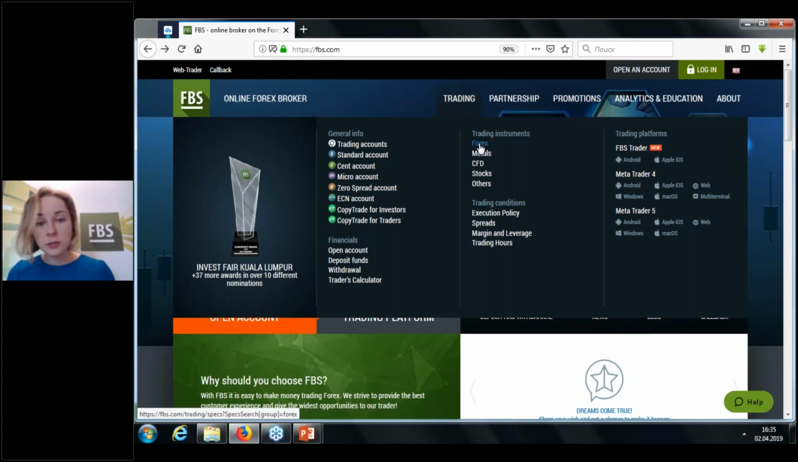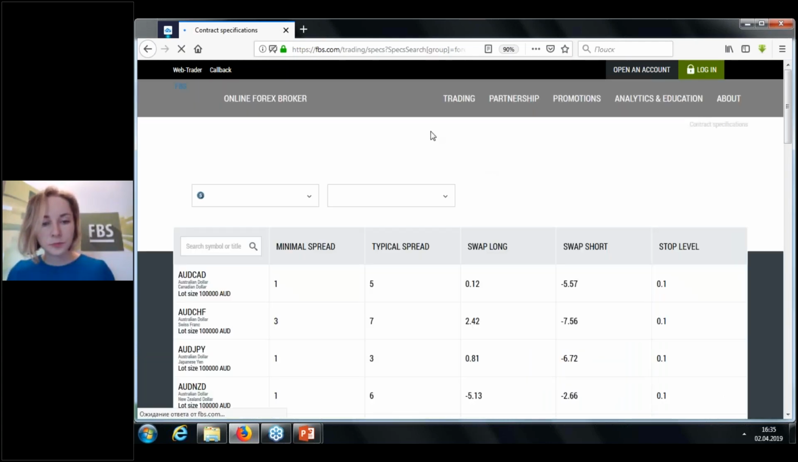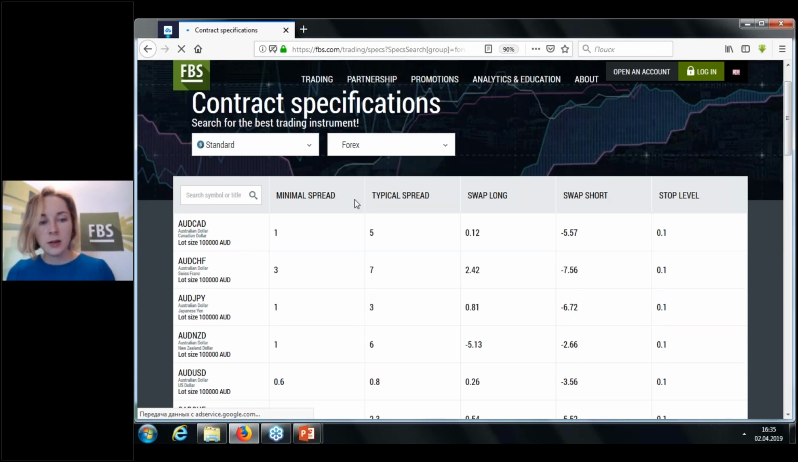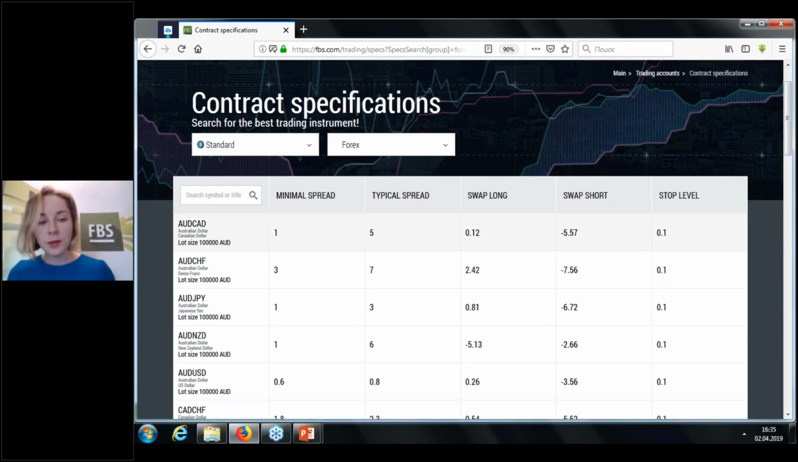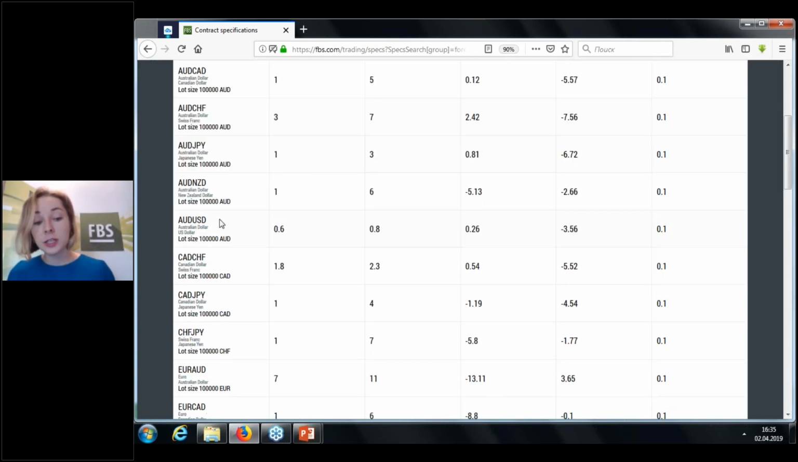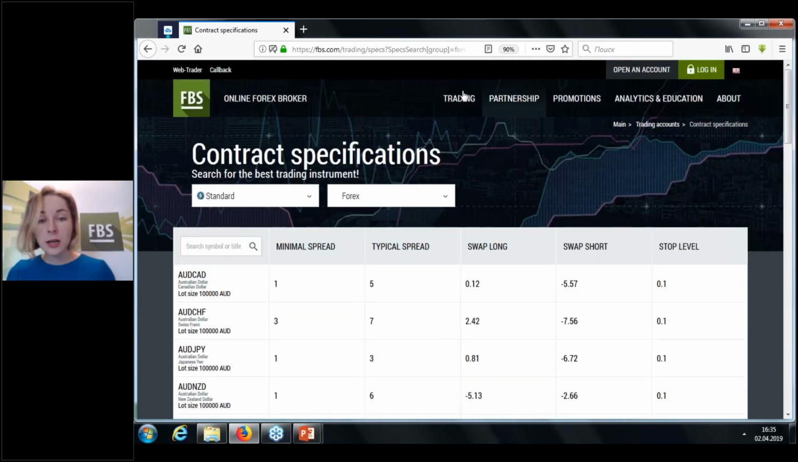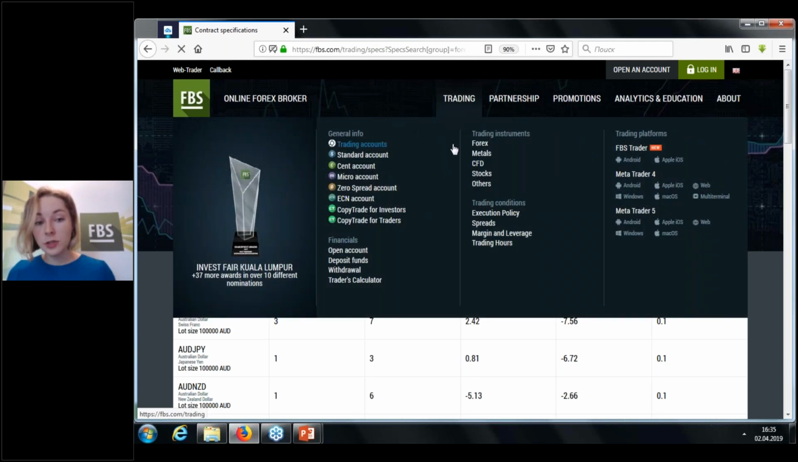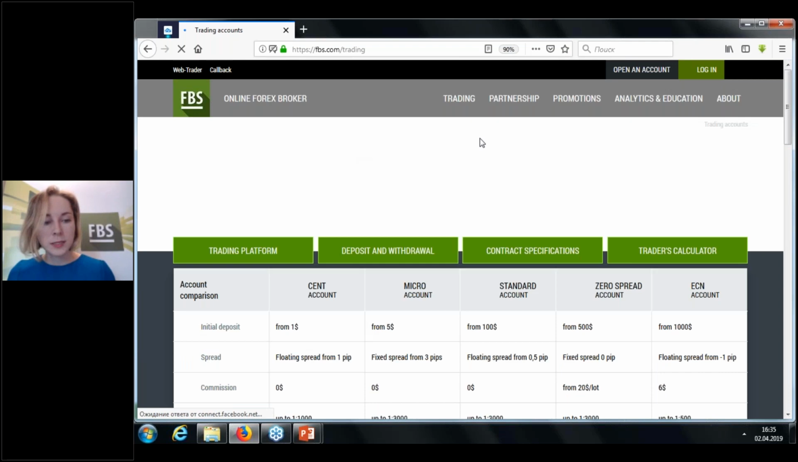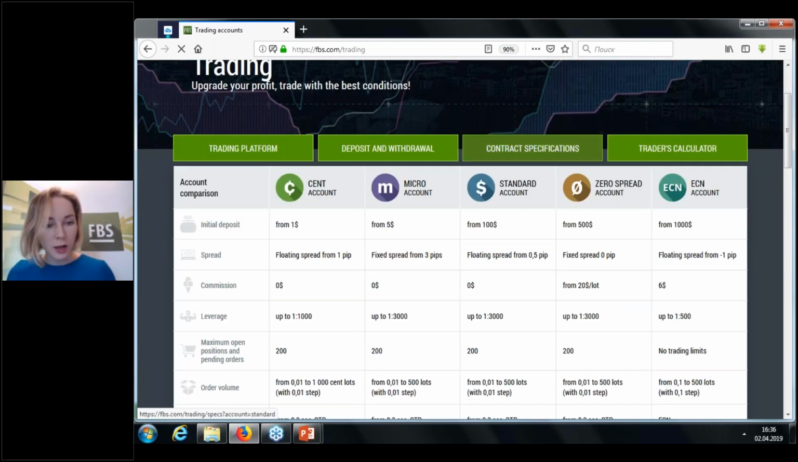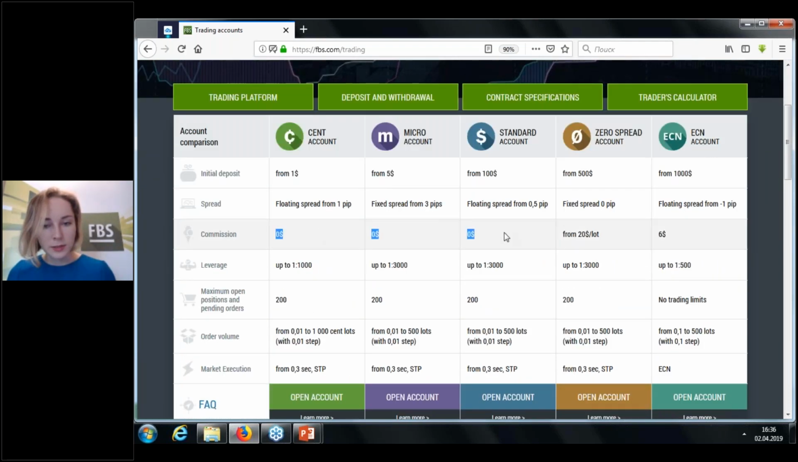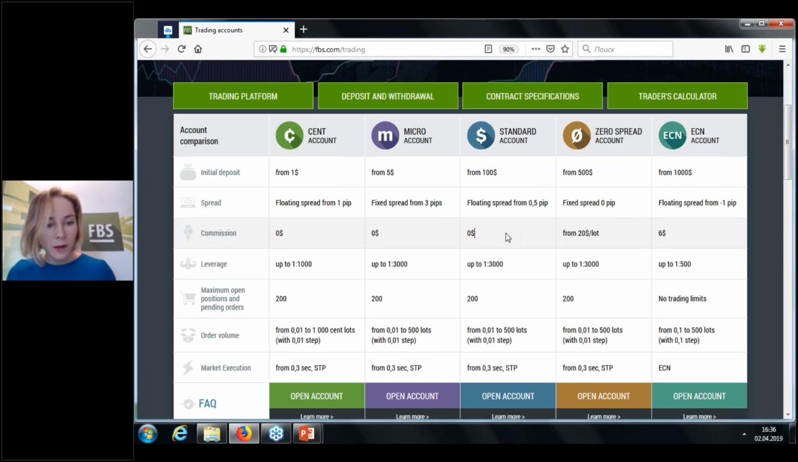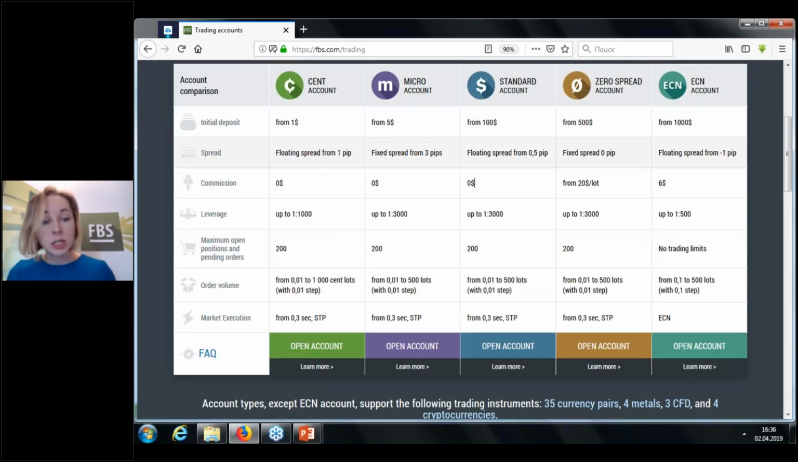If we look at trading instruments at the website, we will see that there is minimal spread for a currency pair, typical spread. The information is listed here. In addition, if we look at the account types, we'll see that commission is 0, and this commission is 0 where we have some spread.